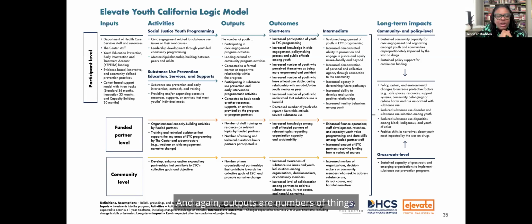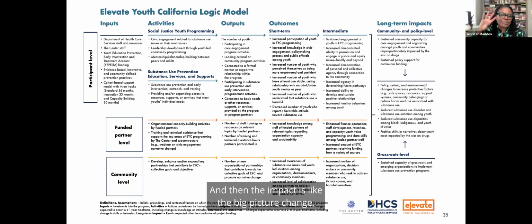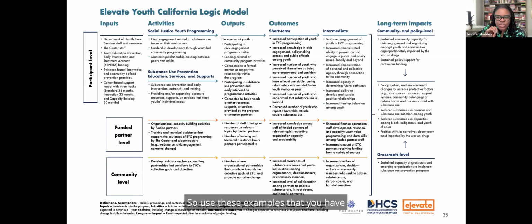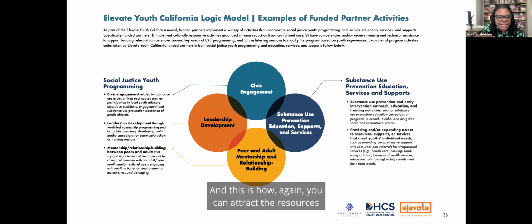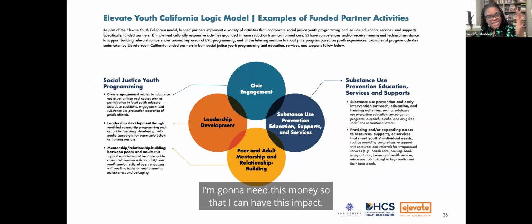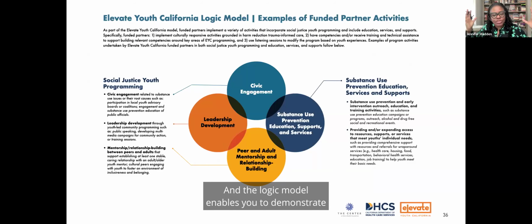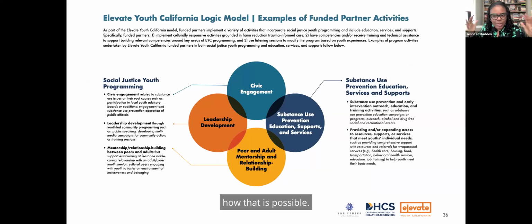And again, outputs are numbers of things. Outcomes is what changes, what increases or decreases as a result of those outputs. And then the impact is like the big picture change, the transformational change. So use these examples that you have to help you model the way for your own organization. And this is how, again, you can attract the resources and the funding and the support to help you go from, I'm gonna need this money so that I can have this impact. And a logic model enables you to demonstrate how that is possible.